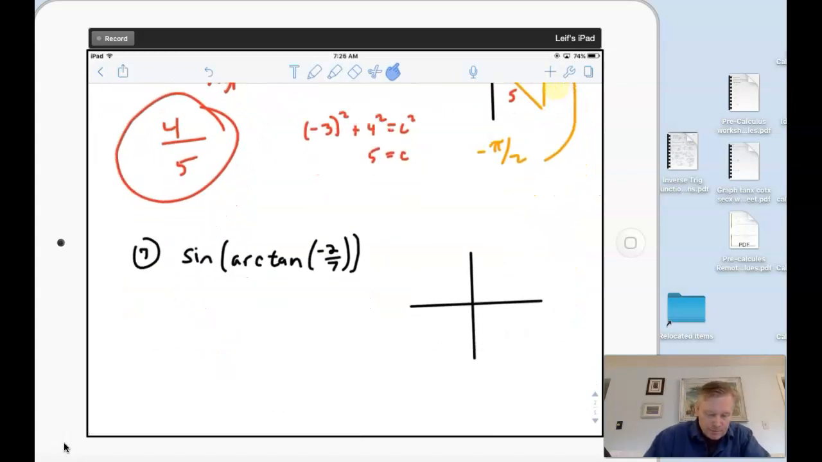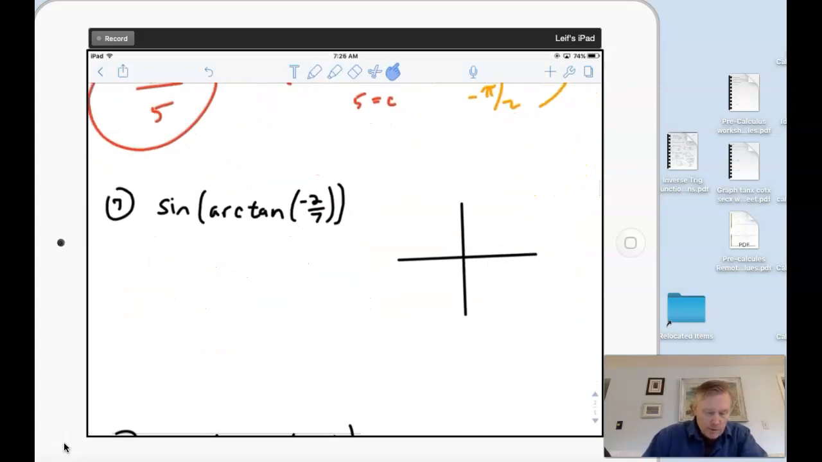All right, number 7. Sine of the arctangent of -2/7. So once again, tangent's negative in the 4th quadrant. So here's my triangle. This time the angle in this case does go to the x-axis like the reference angle. So tangent's opposite over adjacent. So this is going to be -2 here, and the adjacent will be the 7.